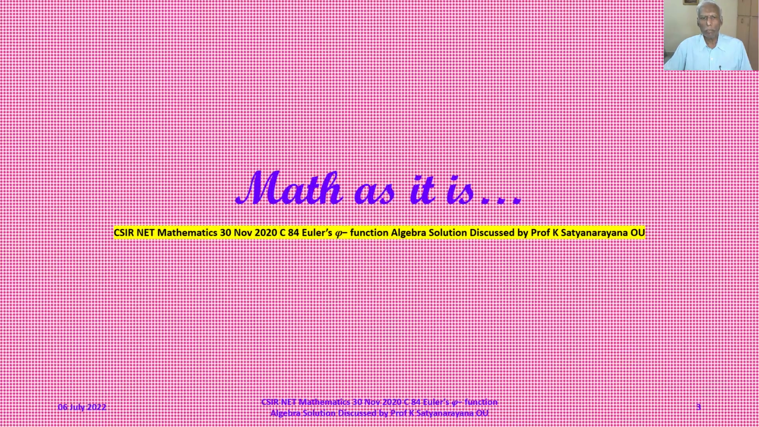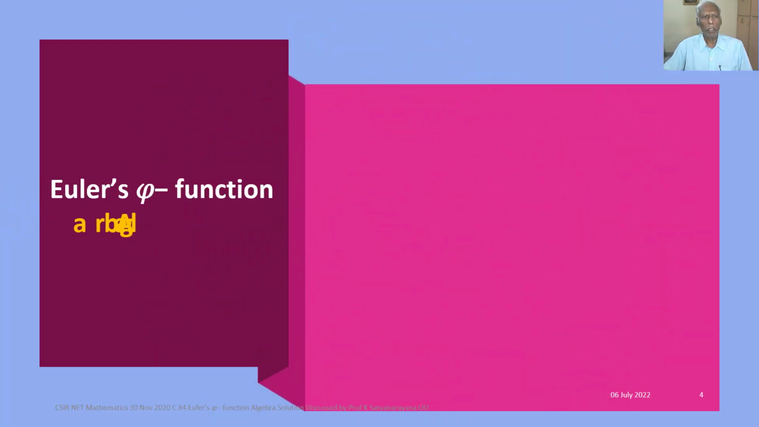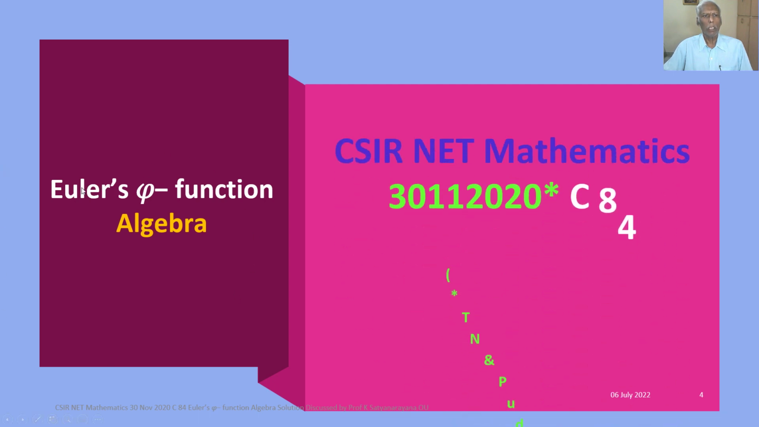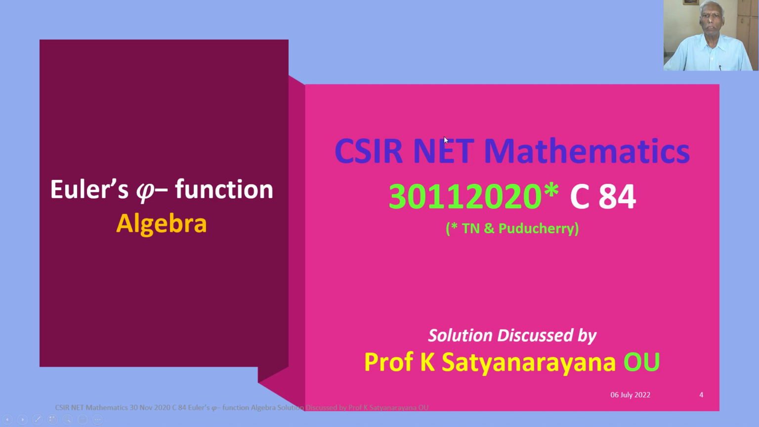We now discuss the solution of a problem from the section Algebra. The problem is on Euler's phi function, and this question has appeared in the CSIR National Eligibility Test held on 30th November 2020, and it is from section C.